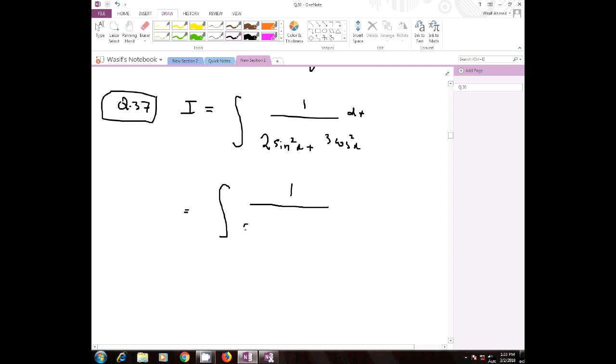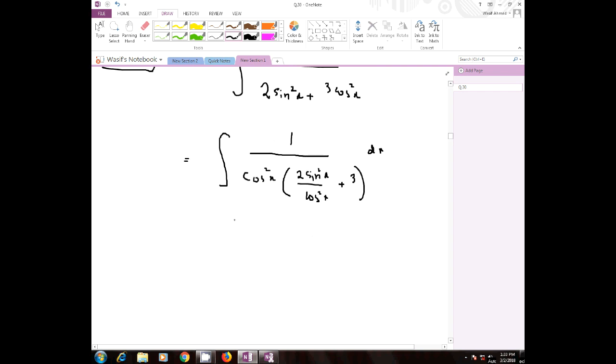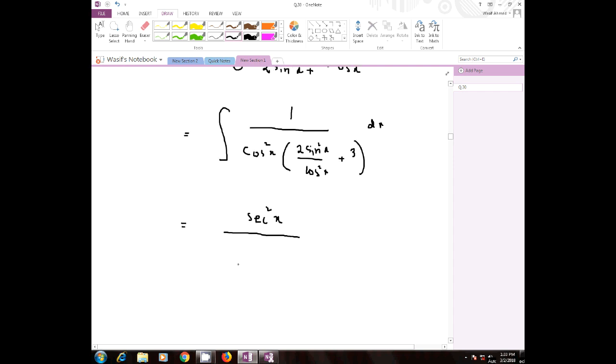if you take cos square x as common from the denominator, you get 2 sine square x divided by cos square x plus 3, and this is equal to secant square x, because 1 divided by cos square x is secant square x, and in the denominator we have 2 tan square x plus 3.